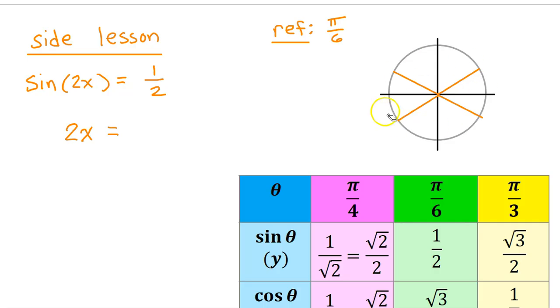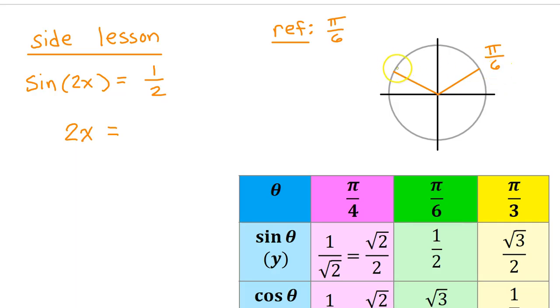On the interval from 0 to 2 pi, here are the 4 angles with a reference angle of pi over 6. However, we want sine to equal positive 1/2, and sine is the y value on the unit circle. So we will stick to quadrants 1 and 2, where the y value and thus the sine function is positive. The angle in the first quadrant with a reference angle of pi over 6 is pi over 6 itself.